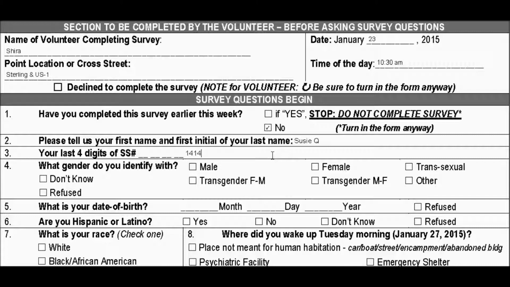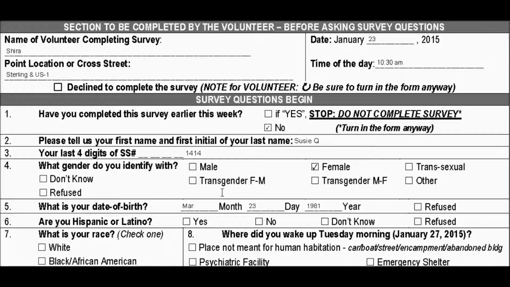Question number 4 asks, what gender does a participant identify with? When asking this, read all the options. This is a self-reporting survey, so even if you believe that a person is a female and they state that they are a male, you must report according to what they say. For question number 5, fill out the birth date. Please be sure to fill out the month, day, and year.